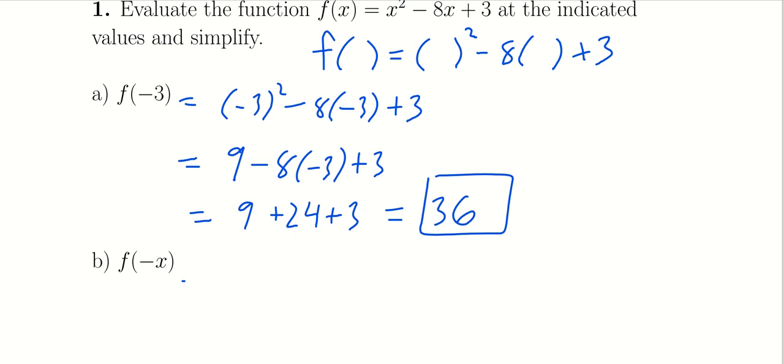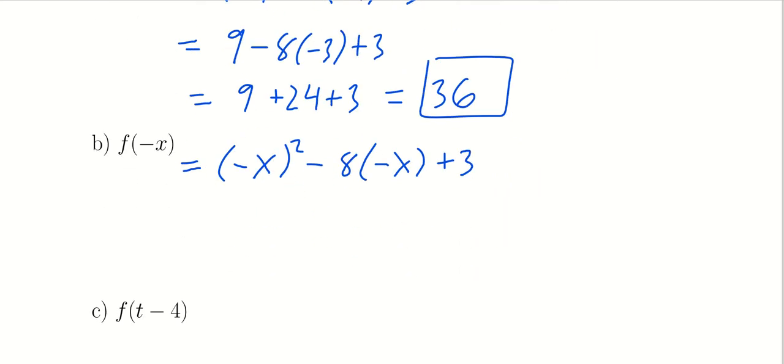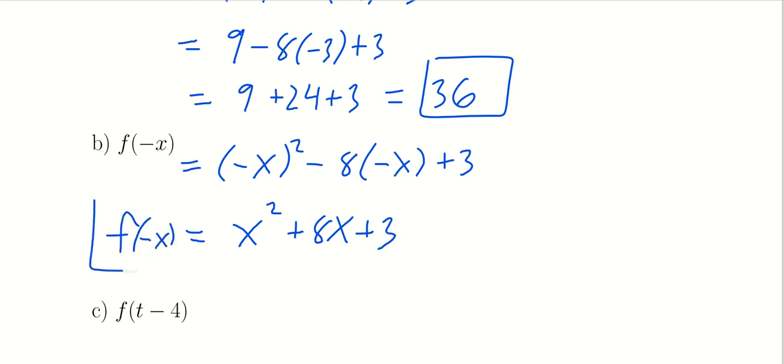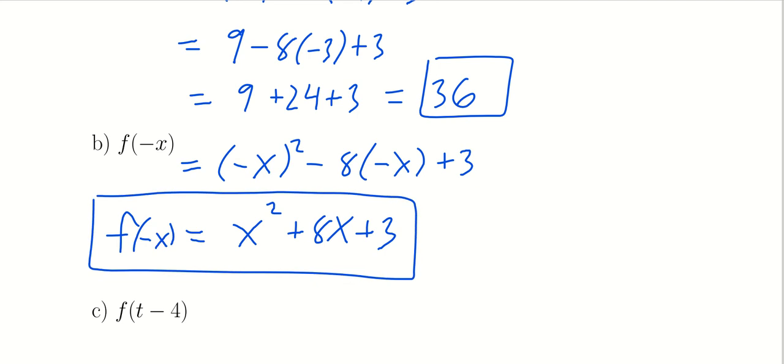For the next part, we want to find f of negative x. So once again, wherever we had x in the original expression, we need to replace it with negative x. After we do the substitution, let's simplify any of the signs that we can. Negative x squared means negative x times negative x, which is the same thing as positive x squared. Negative 8 times a negative x is a positive 8x, and then we have plus 3. So this would be the expression for f of negative x.